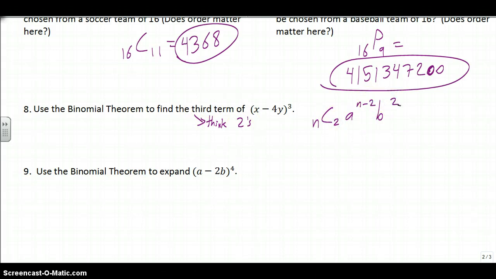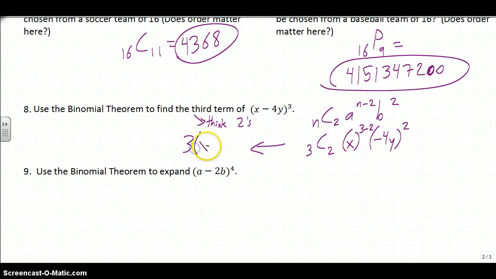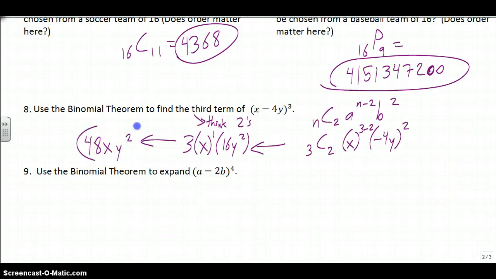And then now you just have to plug things in. n happens to be 3, so we're going to do 3 combination 2. a is x to the 3 minus 2 power. b is negative 4y to the second. So anyway, I'm kind of writing backwards here. 3 combination 2 is 3. That'll be x to the first, and this will be negative 4y squared, which is actually positive 16y squared. Then you just have to multiply the number part. 3 times 16 is 48. We have an x to the first and a y to the second. So that will be 48xy squared.